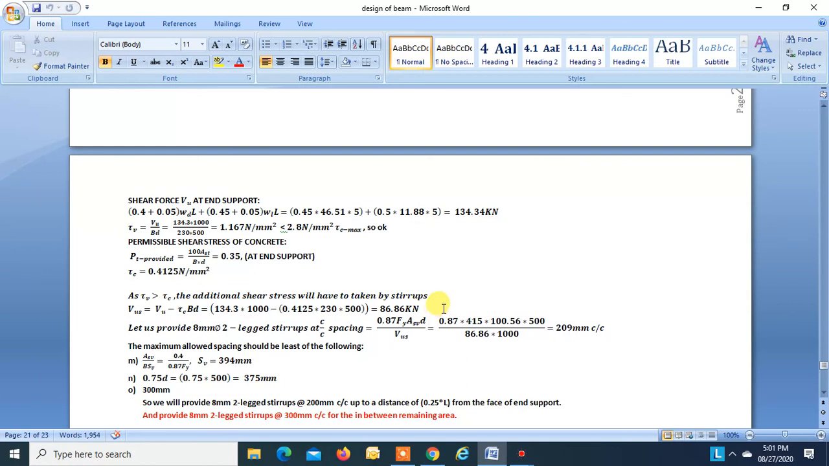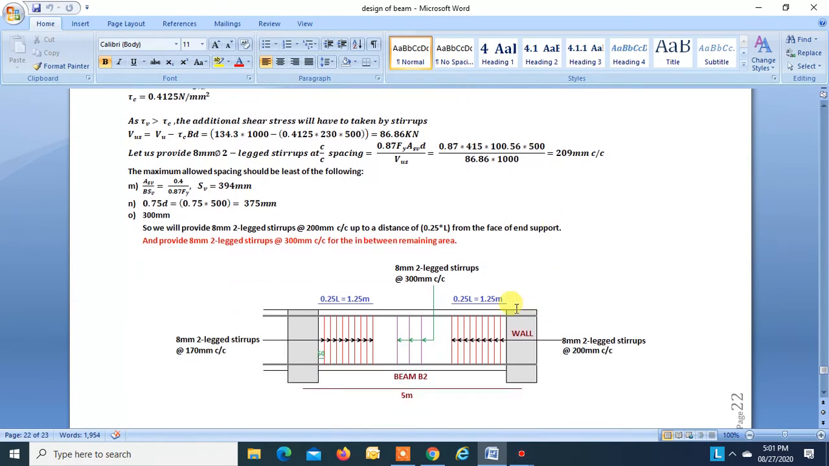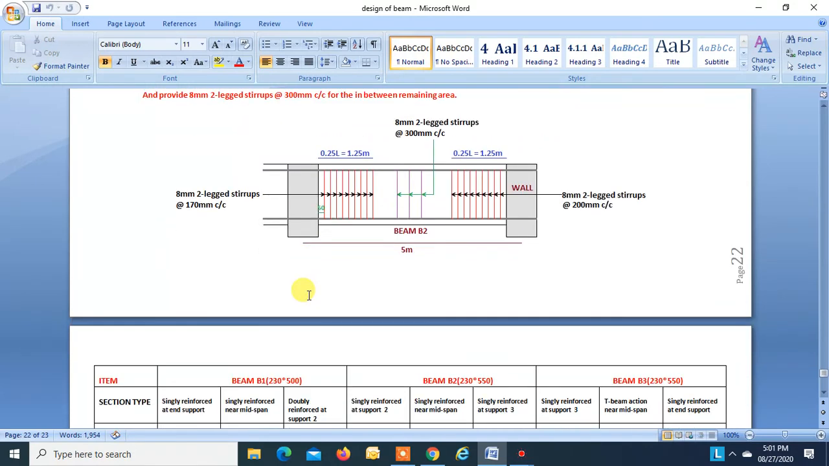Provide VC, that is 86.6 kilonewton. Find the spacing, that is 209. And this should be lesser than this, which is less. So provide 8 mm two leg stirrups at 200 mm center to center, for a distance 0.25L from the face of the end. So this is what we should have provided. Okay, and for the in between area, provide two leg at 300 mm, less of this. Okay, so this is how we have designed the beam.